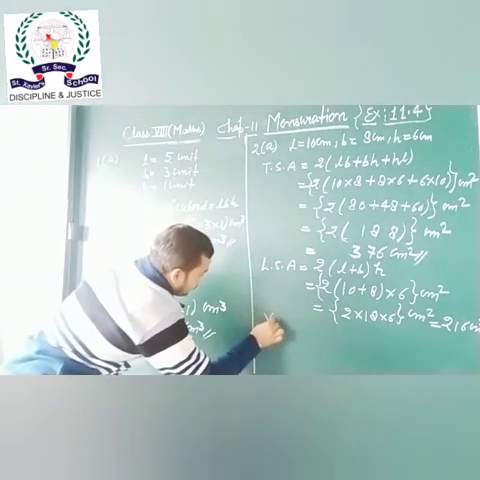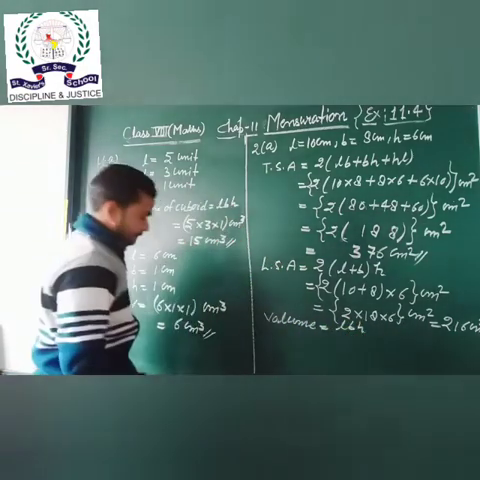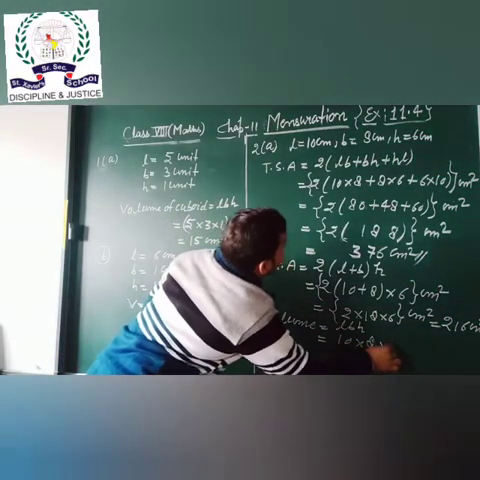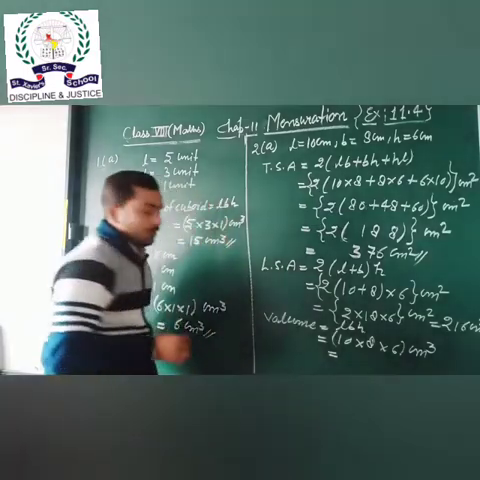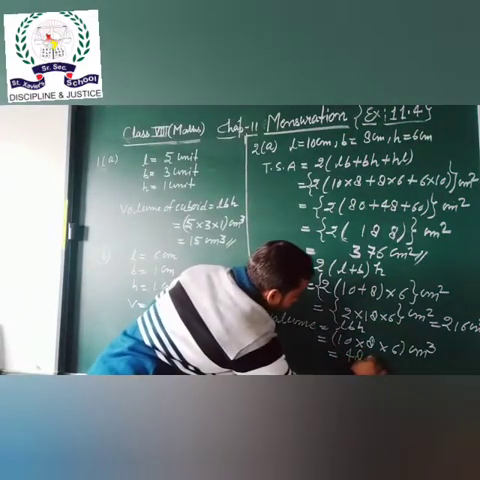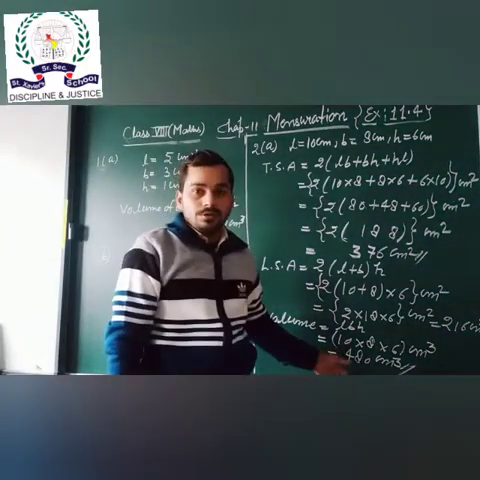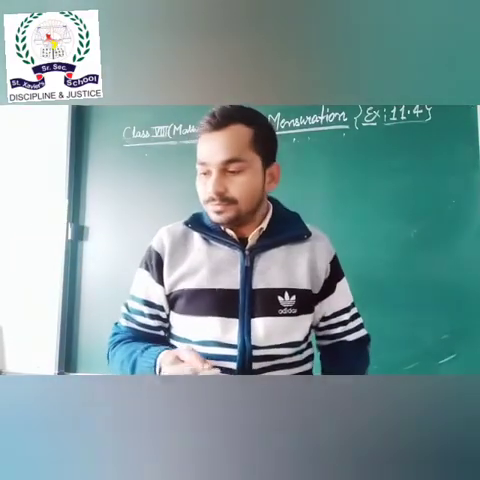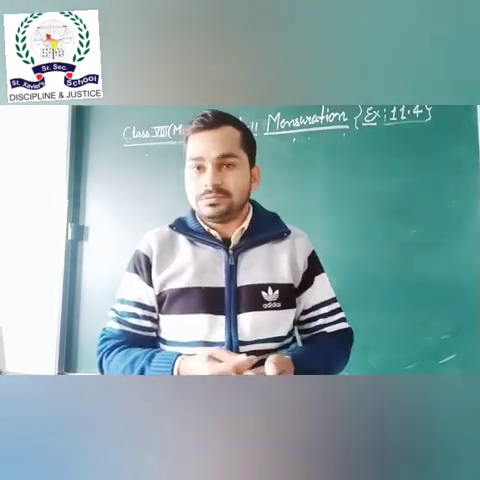Then find the volume of this cuboid. Volume equals length into breadth into height. So length is given 10, breadth 8 centimeter and height 6 centimeter. 10 eights are 80 and 80 multiplied by 6 is 480 centimeter cube. So volume of cuboid is 480 centimeter cube. This way we have solved the remaining parts of question number 2. In each part we have solved the total surface area, lateral surface area and volume of cuboid.